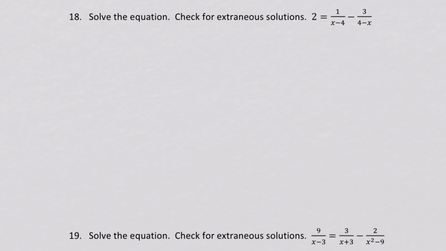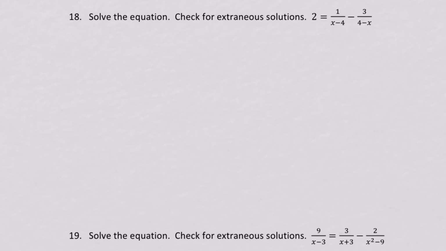All right, let's do one more together, and then you guys will basically do 19 and 20 on your own, okay? So 18, solve the equation, check for extraneous solutions once again. So first, before I forget, I'm going to do what I forgot to do in number 17. I'm going to go ahead and find the excluded values right now.